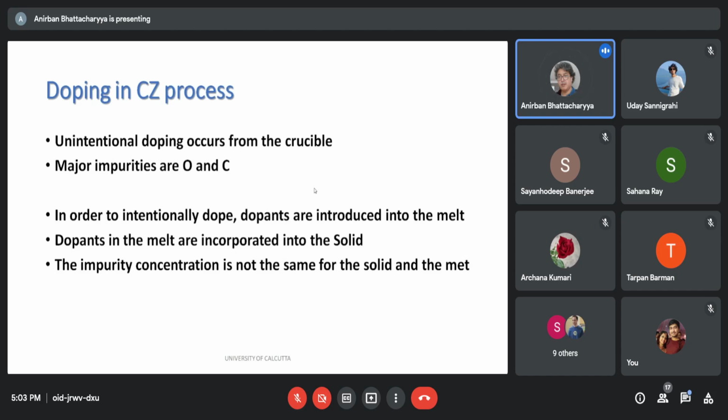But the next point, the last line, is very critical. It says impurity concentration is not the same for solid and the melt. It's not met, it's melt. I'll give you an example. So first point is, what is a solution? All of us have talked about solutions, right? Say sugar in water. What is exactly a solution? Is it a chemically bonded material? No, sir.